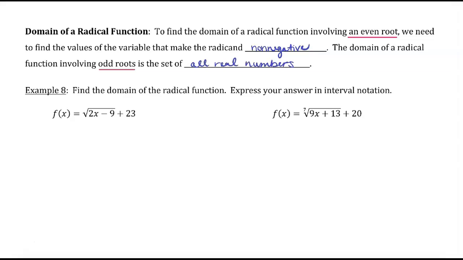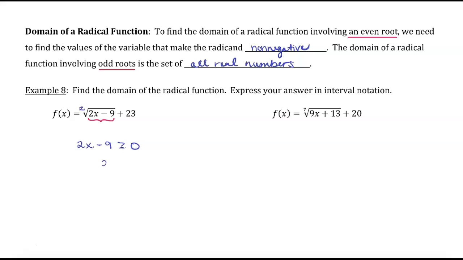In example 8, we're going to find the domain of each radical function and write it in interval notation. Beginning with f of x equals the square root of 2x minus 9 plus 23, we have a square root. Even though it's not written, the root here is a 2, which is an even number. That means that this radicand cannot be negative. It must be non-negative. We can only evaluate this function for values of x that cause 2x minus 9 to be greater than or equal to 0. Let's solve this inequality for x.